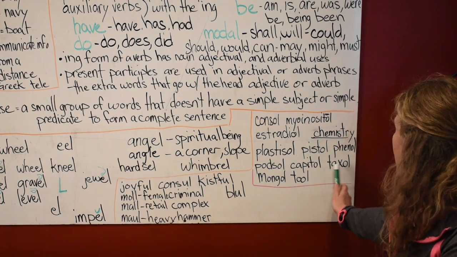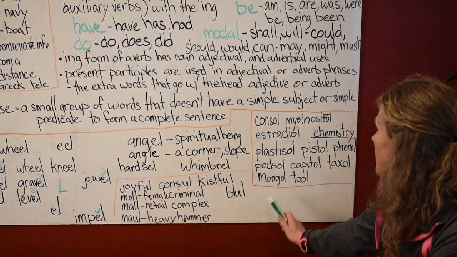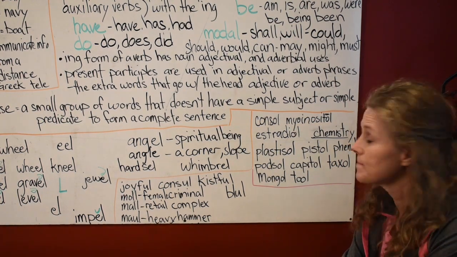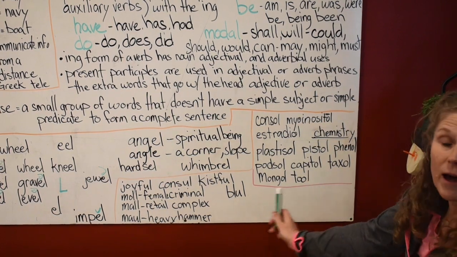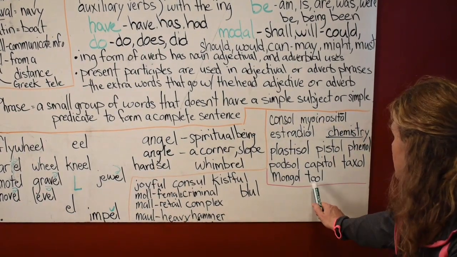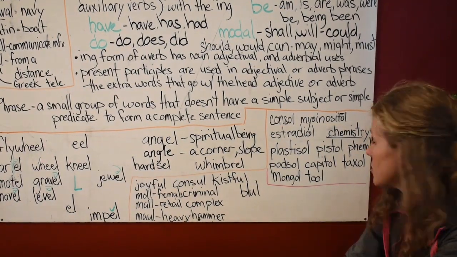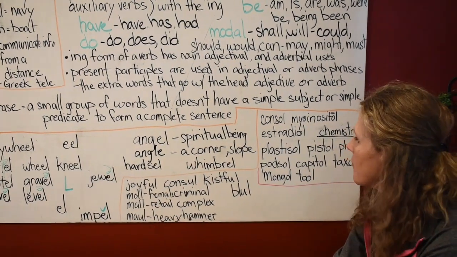So here we have taxol. This is in the science world. Mongol. Now this is a place. And tool. Is this a vowel L closed syllable? It's a vowel team. So you will have those also where it kind of looks like it could be a vowel L and it's not. It's part of a vowel team.